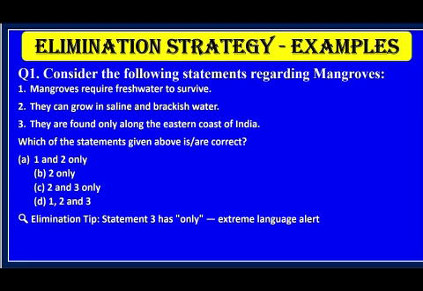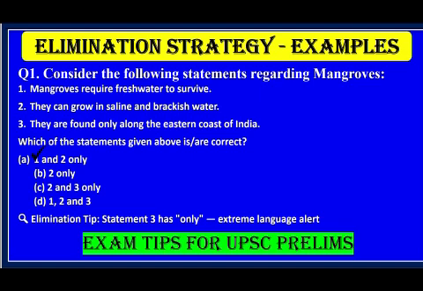The second statement, they thrive in saline brackish water. Yes, it's saline water, that we know. They are found only along the eastern coast. That is wrong, because it's extremely wrong, mangroves are also found on the western coast like Goa, Maharashtra. We know that very much. Extremely wrong. That is a language elimination. So option 3 is wrong. If you eliminate C and D, you have only 1 and 2 as the right answer. So option A is the right answer for this question.